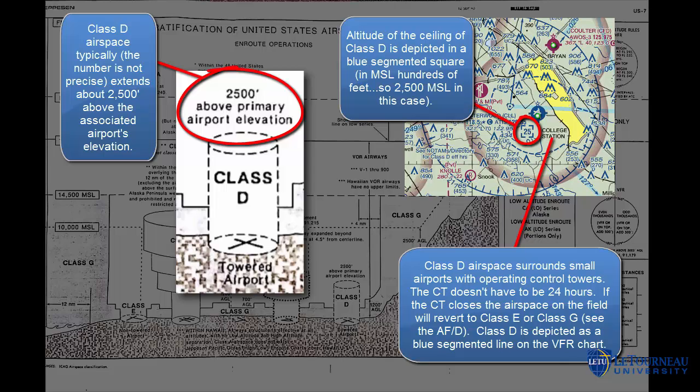Class D, like I said, is depicted as a blue segmented line on the VFR chart. The altitude of the ceiling of Class D is depicted in a blue segmented square in MSL hundreds of feet. So 2500 MSL is depicted as 25 in a blue segmented square. Class D airspace typically extends to about 2,500 feet above primary airport elevation. You will see examples where the amount is less. There was one we looked at in class, I believe, where the Class D airspace went up to 2,100 AGL.